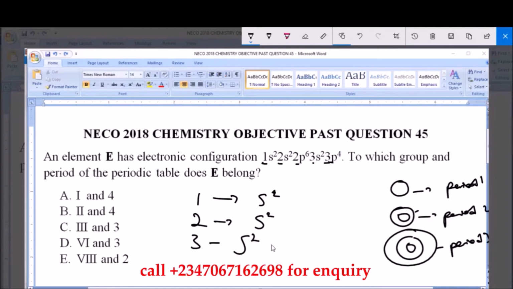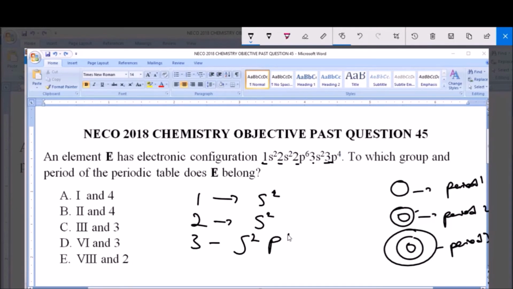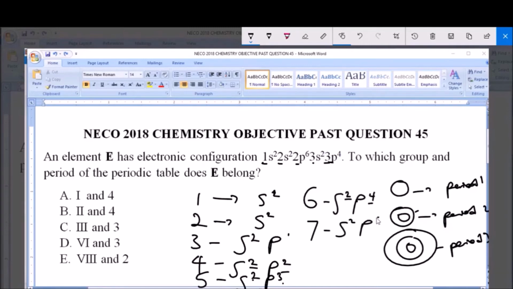If you add them together, 2 plus 1 will give you 3. For group 4, you will have 2 on the s orbital and 2 on the p orbital, giving you 4. For group 5, we'll have s2 p3. 2 plus 3 will give us 5. For group 6, we'll have s2 p4. 2 plus 4 will give us 6. And for group 7, we'll have s2 p5, and that will be 7.